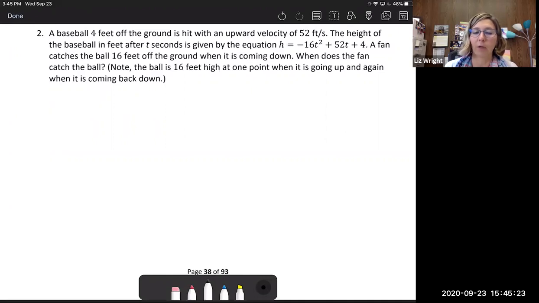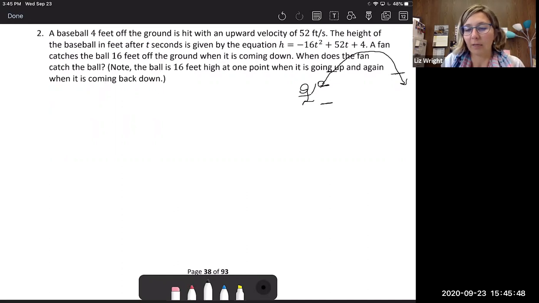Note, the ball is 16 feet high at one point when it's going up, and then when it's coming back down. So think about the fact that we've got a baseball player, right? Here's his bat. We're hitting the ball. It comes up, it comes back down when the fan's catching the ball. So right here it's at 4 feet, and then here it's going to be 16 feet, and then over here it's going to be 16 feet again, right?